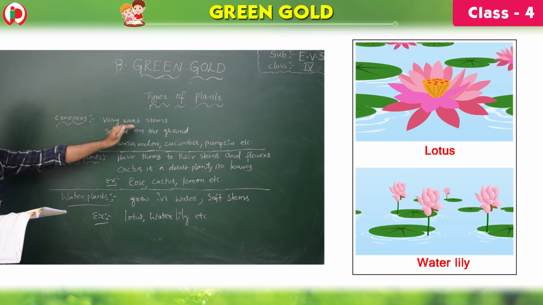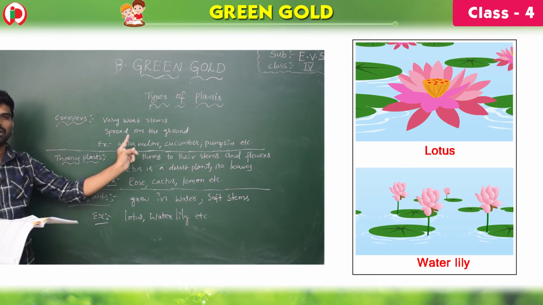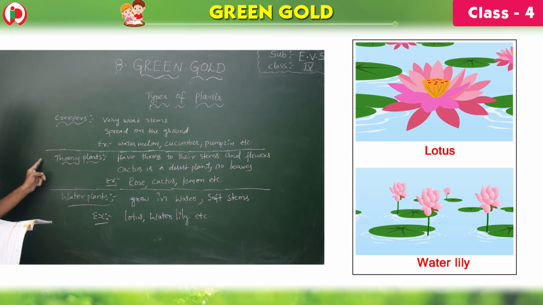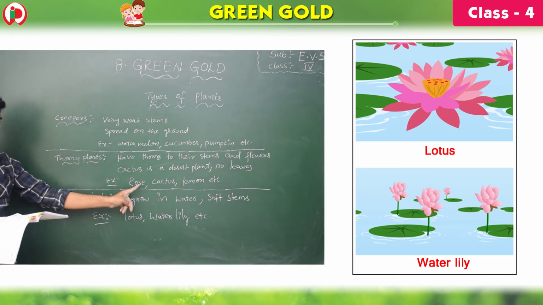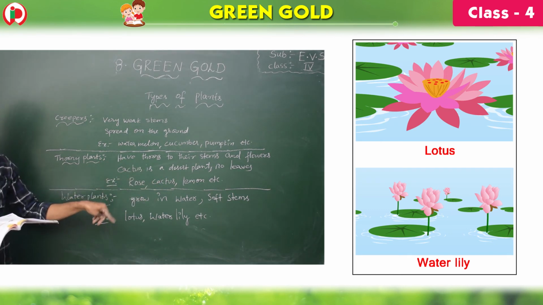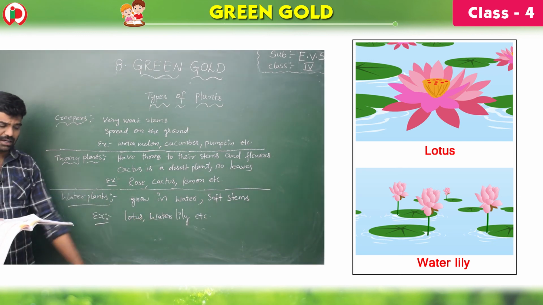Creepers have very weak stems and spread on the ground. They can't stand erect. Examples are watermelon, cucumber, pumpkin. Thorny plants have thorns. Examples are rose, cactus, lemon. Water plants grow in water and have soft stems. Examples are lotus and water lily.